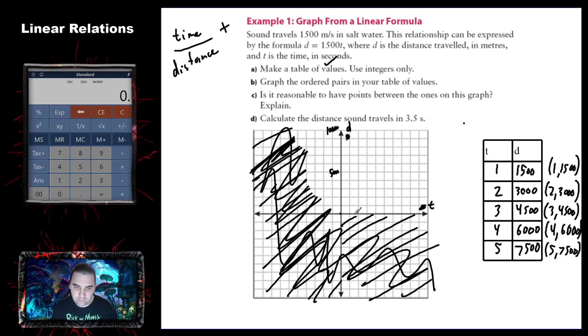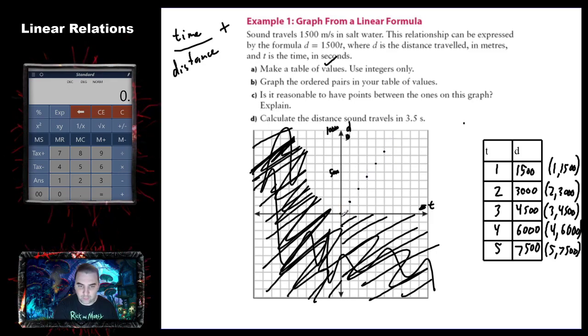So 1,500 should be about here. 2 and 3,000 should be about here. 3 and 4,500. 4 and 6,000. And finally, we have 5 and 7,500. As you can see, these dots form a nice line. If I connected all the dots, it would create a line through them.